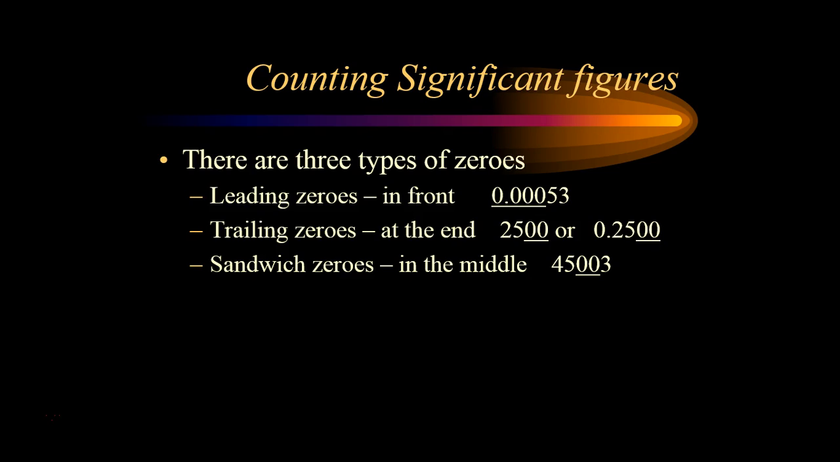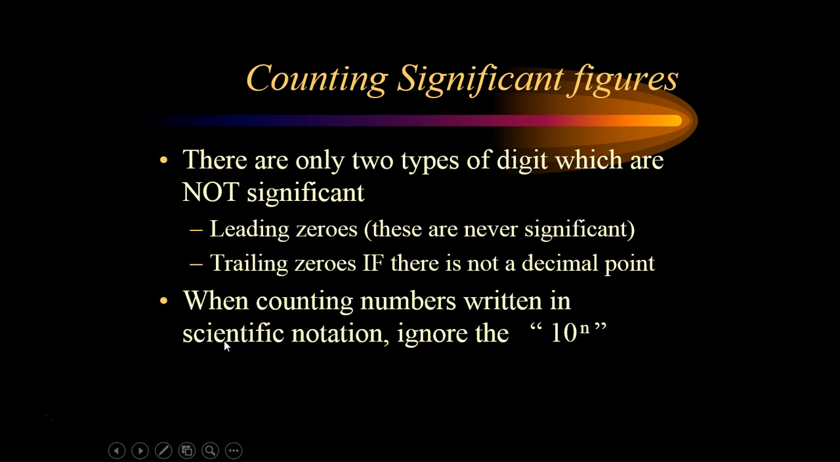I'll say everything that's not a zero is, no matter what, important. We wouldn't write a 4 if we didn't know it was a 4, or a 2 if we didn't know it was a 2. So when we're deciding what sorts of things are insignificant, zeros are the only thing that's really questionable. And so we look at the leading zeros and the trailing zeros without decimal points, which I'll talk about here on this next slide. And those are the only two things that are not significant, all right?